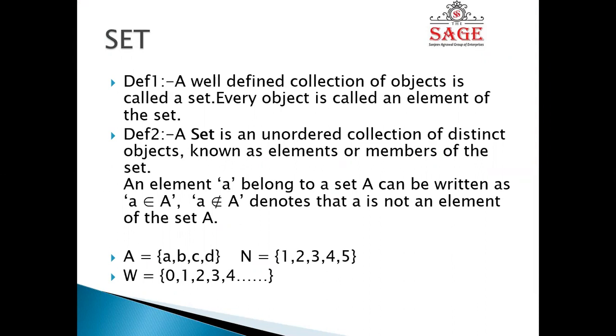Every object is called an element of the set. In other words, a set is an unordered collection of distinct objects known as elements or members of the set. For example, an element small a belonging to the set A can be written as a ∈ A. If a does not belong to the set A, we write a ∉ A. We represent the elements of a set in curly braces.